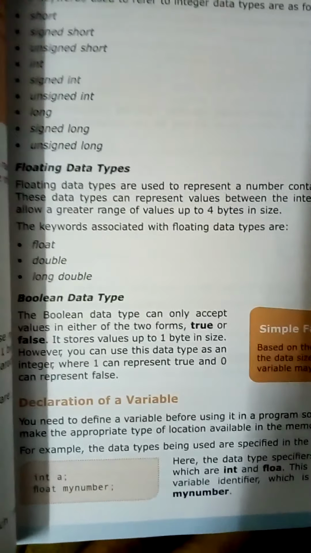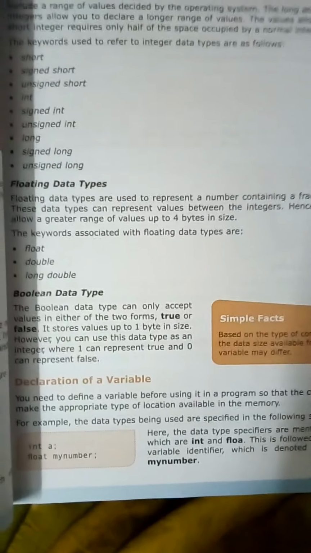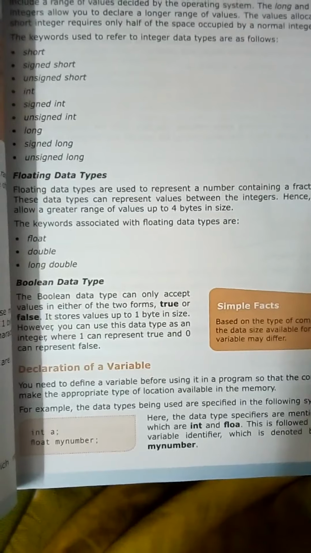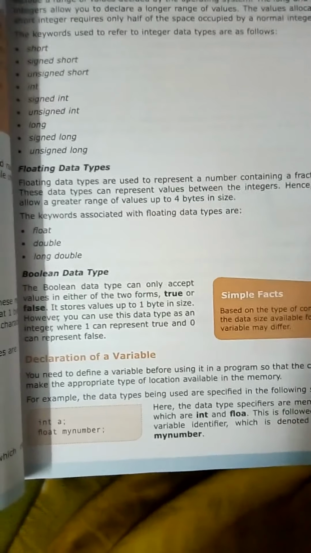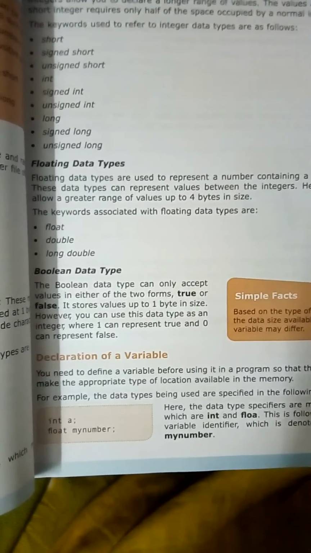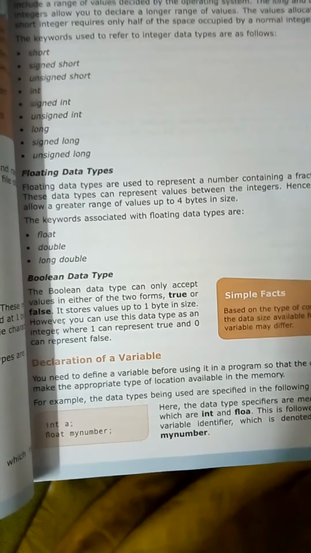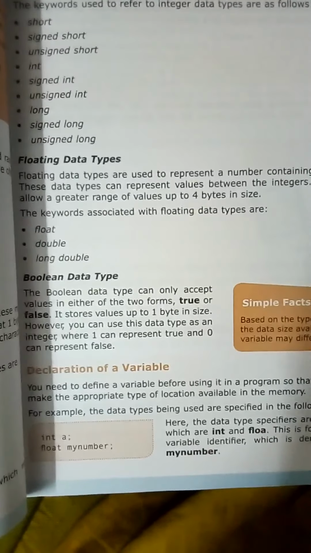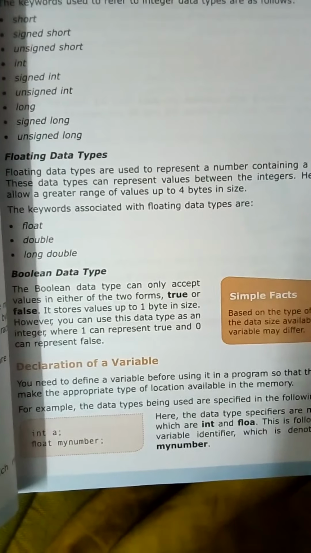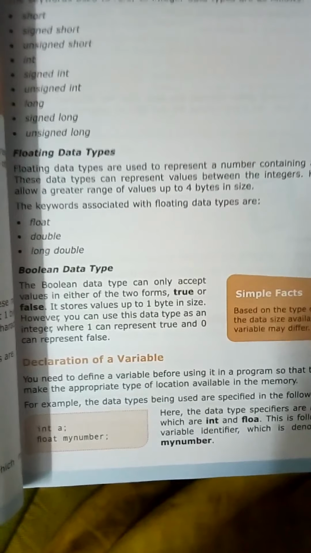Next is the floating data type. It is used to represent a number containing fractional values, and it is declared with float. The size is also 4 bytes, but the range is greater than integer. There are three associated keywords used for floating data types: float, double and long double. Double is just double of float, so its size will vary.